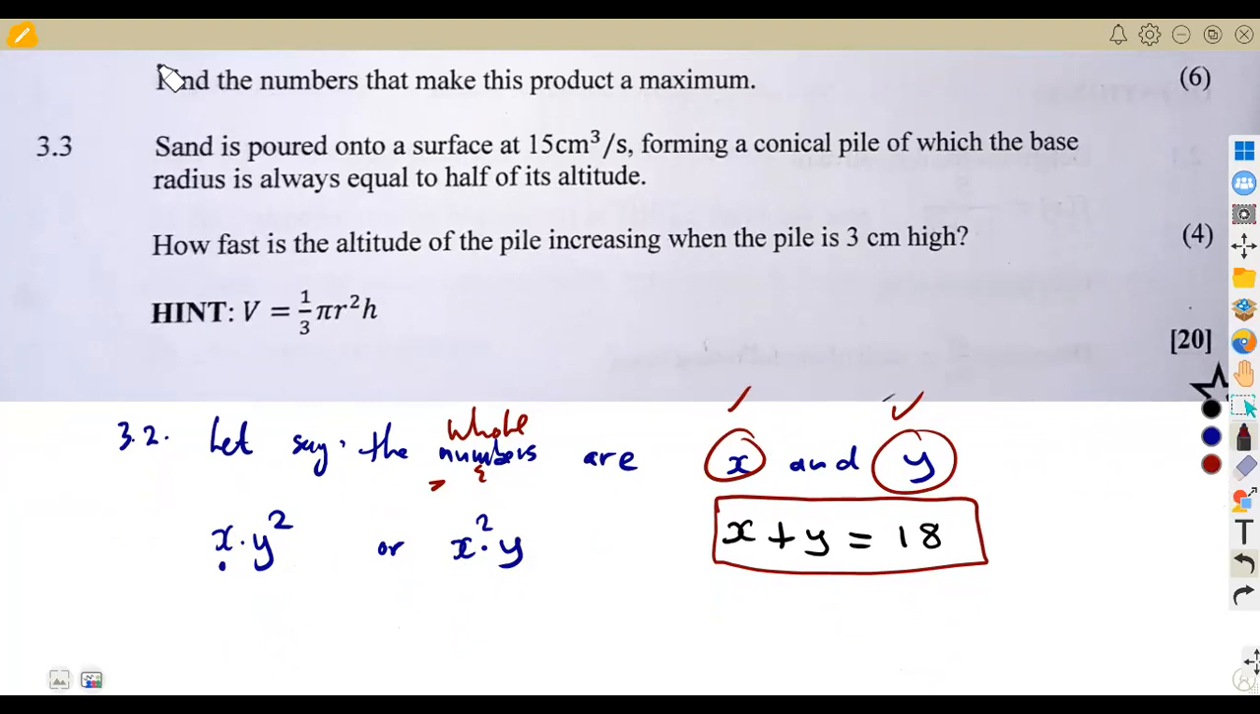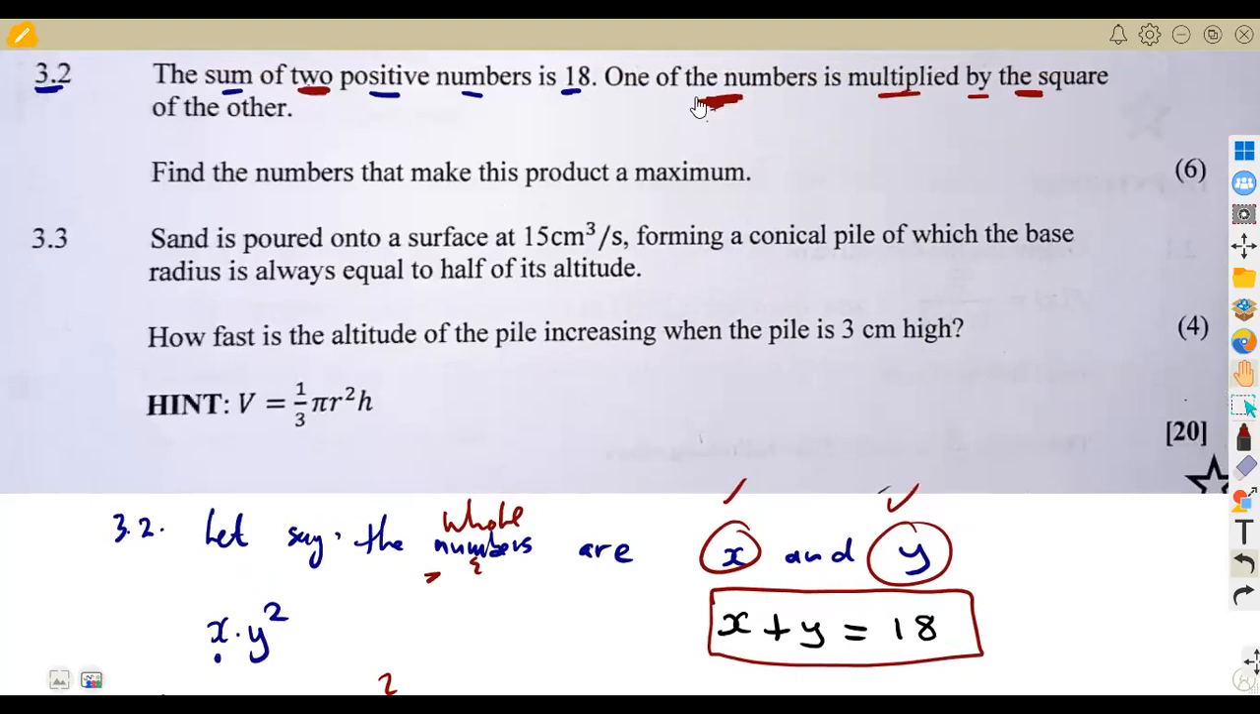So the question now is, find the numbers that will make the product of these two numbers a maximum. Okay, so in this case, I'm going to use the first one that I've indicated, but you can choose any of them. It's your choice. So our product is equal to x times y squared. That is the product of one number and the square of the other. The square means that number raised to the power of 2.